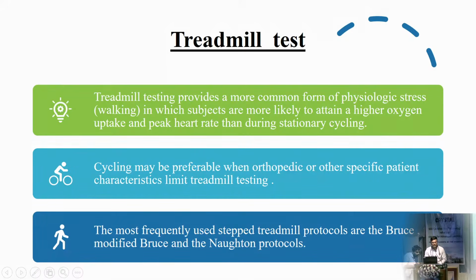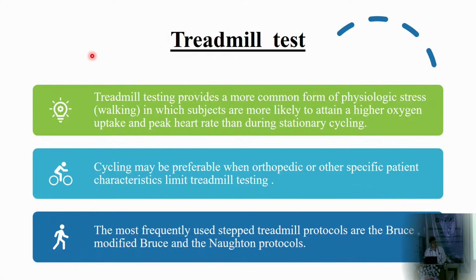We can test the patient either by making him walk on a treadmill, or we can make him stationary: sit on a bicycle and pedal, or lie down on a table and push dumbbells. So there are various tests. Supine is there, sitting is there, and running is also there.